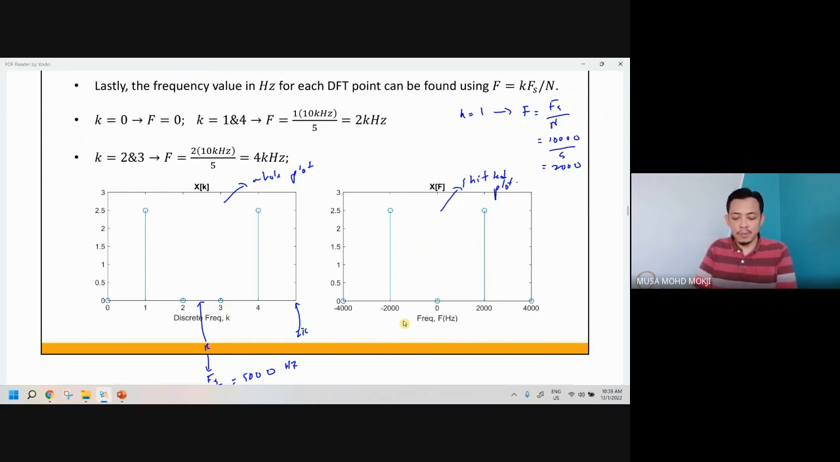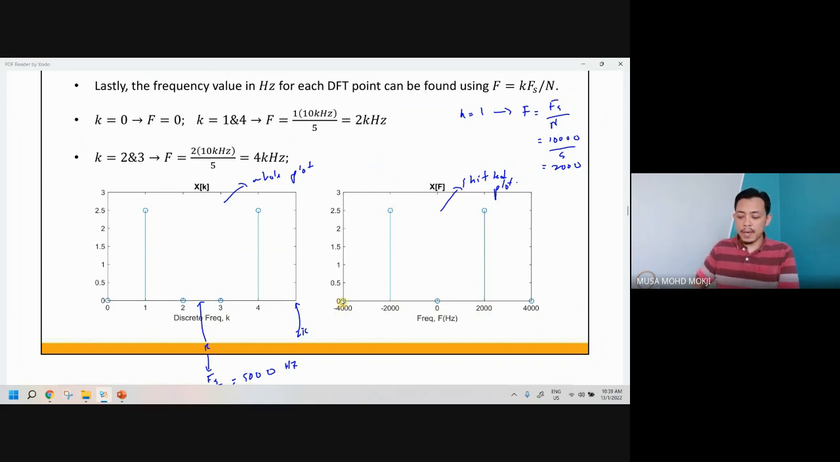Okay, so then this is where we have a 0, and then at 2000 hertz, you will have that 2.5 magnitude. And 4000, which is a 0, minus 2000, this is just the negative frequency of this one, the mirror. So same thing, 2.5, and then minus 4000.